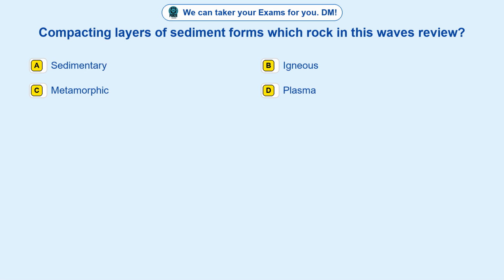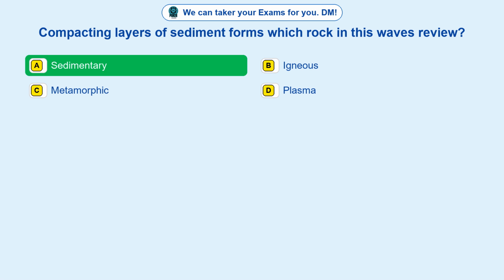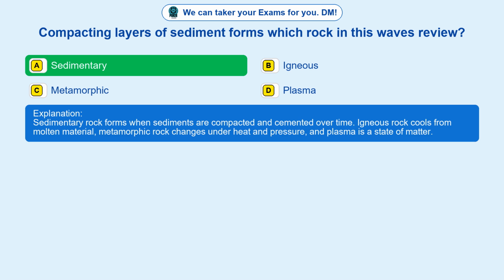Question 85. Compacting layers of sediment forms which rock in this waves review? Option A, sedimentary. Option B, igneous. Option C, metamorphic. Option D, plasma. The correct answer is option A, sedimentary. Sedimentary rock forms when sediments are compacted and cemented over time. Igneous rock cools from molten material, metamorphic rock changes under heat and pressure, and plasma is a state of matter.